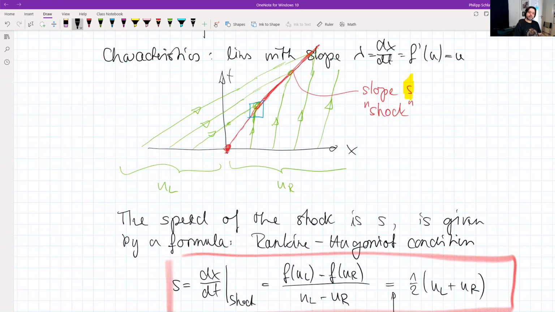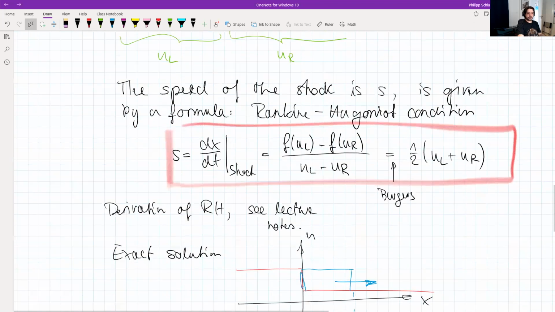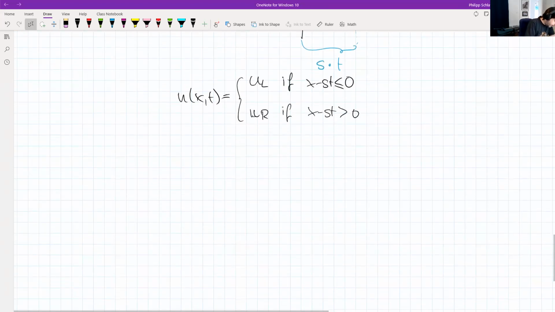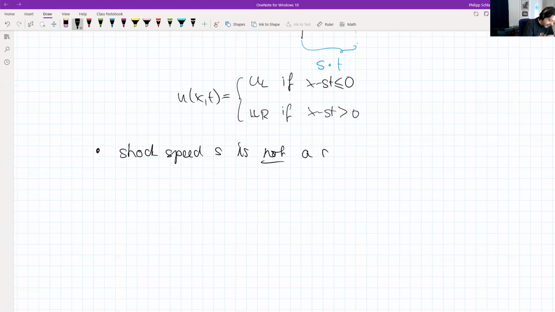Okay. Now, that was just one, or maybe I should mention two more comments here. First of all, which sometimes is a little bit confusing, the shock speed S is not a characteristic speed. So it's not the speed on the right or the speed on the left.